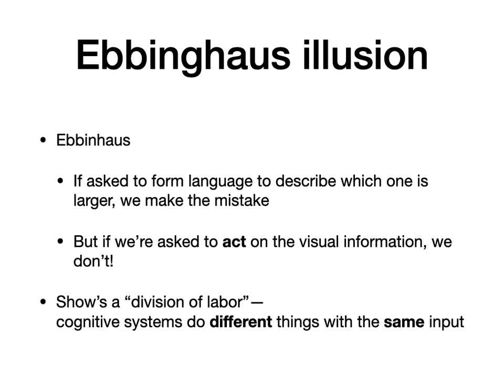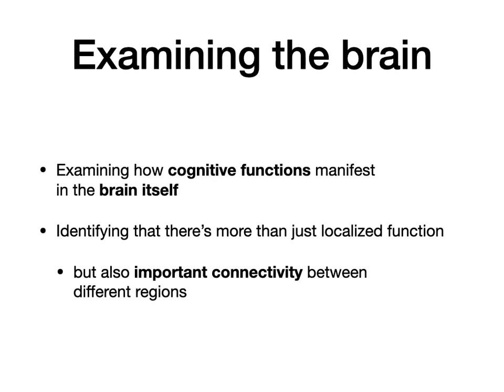But the idea of these studies, the idea of these illusions, is that different parts of your brain are doing different stuff with the same information. When you have to run it through language, it's prone to different mistakes and limitations and capabilities than if you're trying to run it through physical action, right? Wild stuff. Okay. So, this has been our first foray into digging into the brain, examining how cognitive functions actually live in the physical brain itself, and identifying that there's more than just localized function. There's important connectivity between different regions.